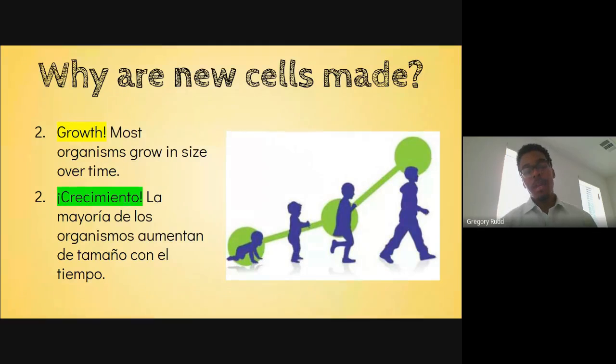Some organs get bigger within our bodies, and some organs actually get smaller within our bodies as we get older. Some organs become better at their jobs as we get older, and some organs get a little bit worse. So there are these changes, and we have to make new cells to account for those changes.